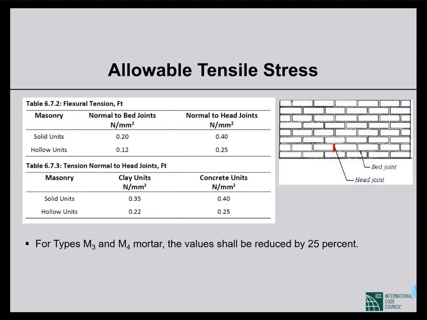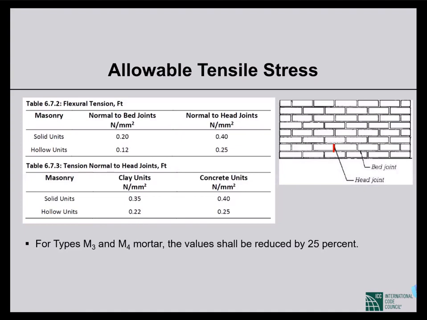Now, allowable tensile stress. We talked about compressive stress. Now let's talk about tensile stress. So tensile stress tries to take the masonry units apart, right? The bricks apart. So the bricks can be taken apart from the bed joint or from the head joint. So depending on that, if the tension is normal to the bed joint or normal to the head joint, we have different allowable stresses. And we have different allowable stresses for solid units and for hollow units.